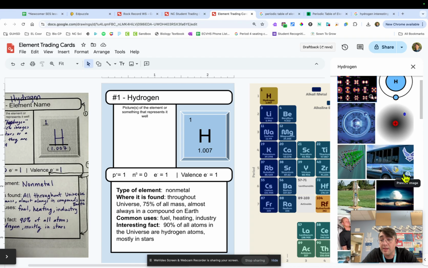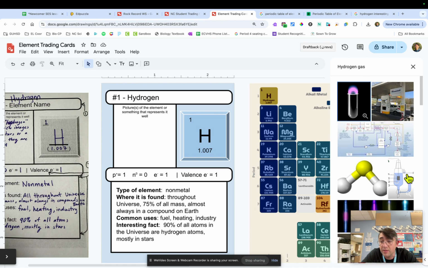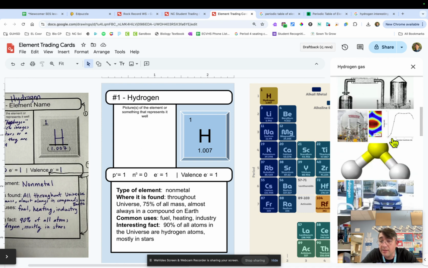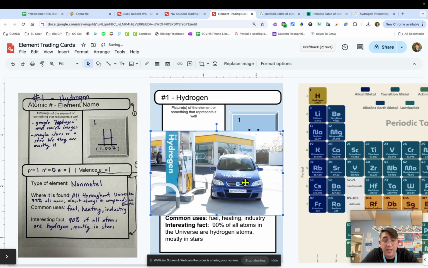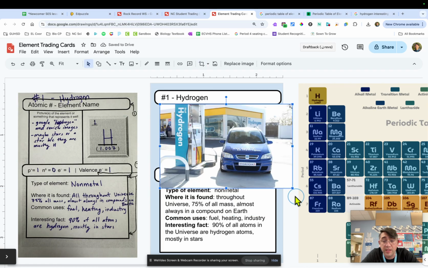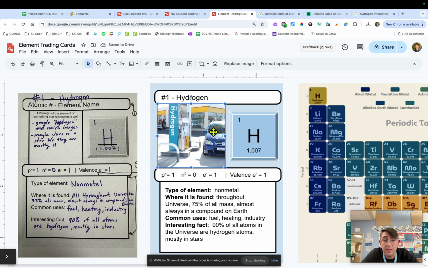I'm going to take this one. I'm going to put hydrogen gas. There we go. Hydrogen gas. I don't know if I like any of these, to be honest. Oh, wait, here you go. Because we said it's fuel, I'm going to click here and insert this picture. Okay, so here is a hydrogen-powered car, and I'm going to shrink this down quite a bit. Okay, and I'm going to see if I can get this sized right. Okay, there we go.